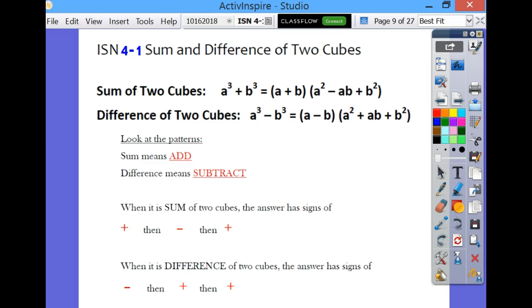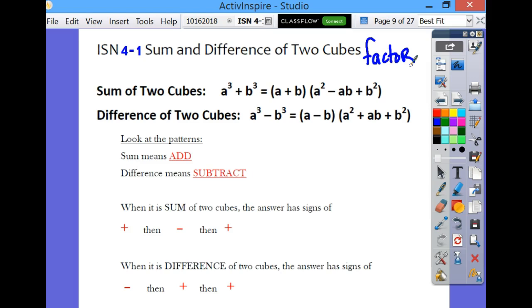Okay, would you please look at our notes for today? Our notes for today are for the sum and difference of 2 cubes. The notes for today are on factoring again. We are not solving anything here. Again, you factor in order to solve later on down the road. But here we've gone back to just factor.